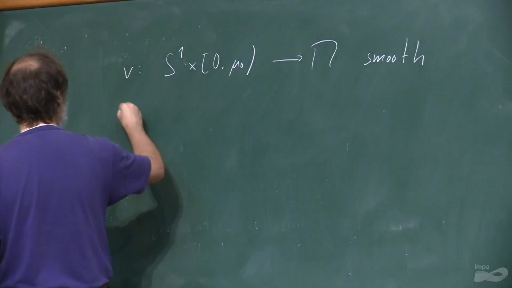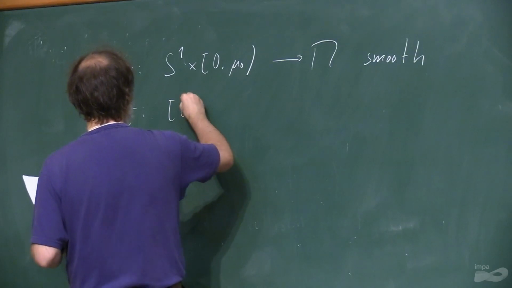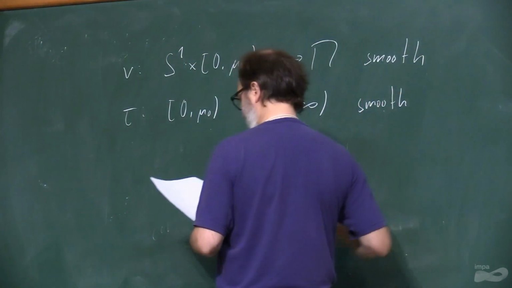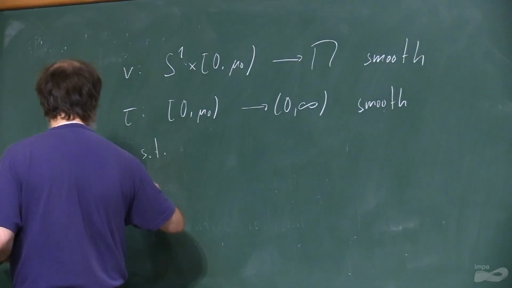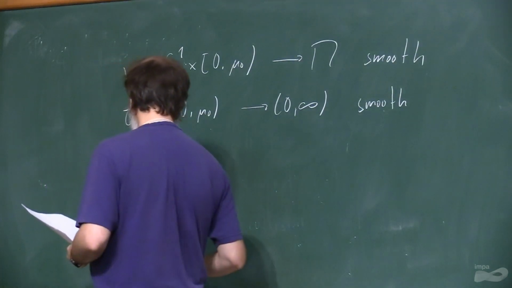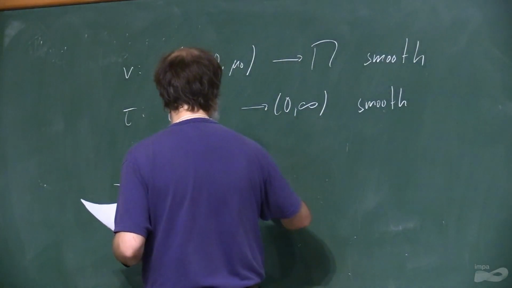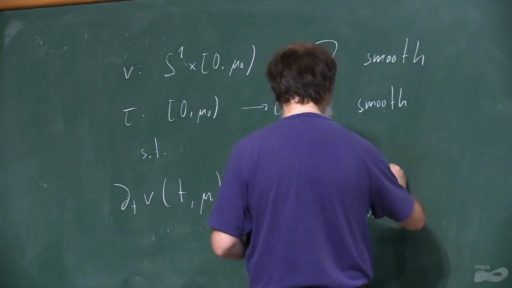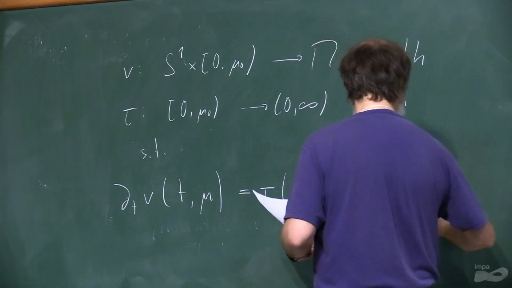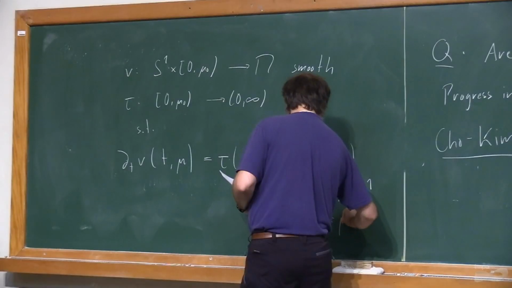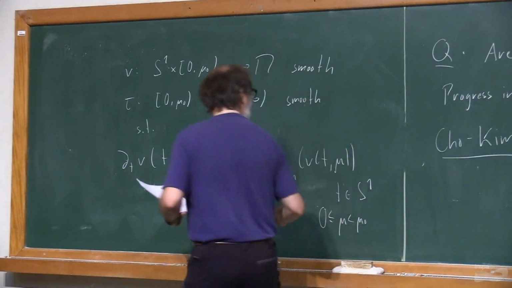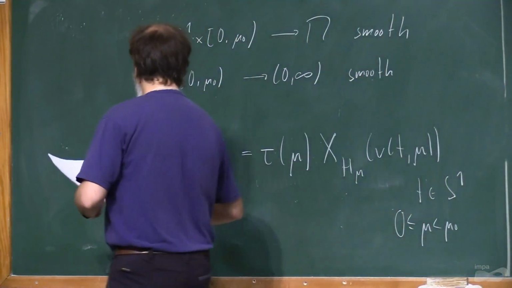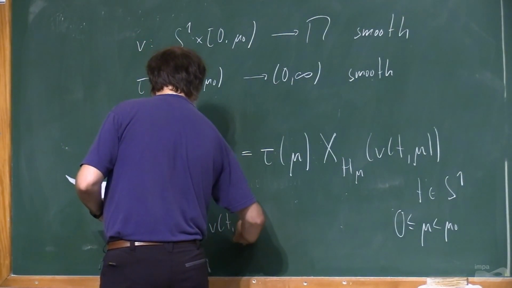And we have also some periods, tau from [0, mu 0) to (0, infinity), smooth, such that d/dt v(t, mu), so we fix mu and look at the t derivative, equals this period times X_{H mu}(v(t, mu)) for t in S1 and 0 less than or equal to mu less than mu 0. And they lie on this hypersurface, so we have H mu of v(t, mu) equals 0.